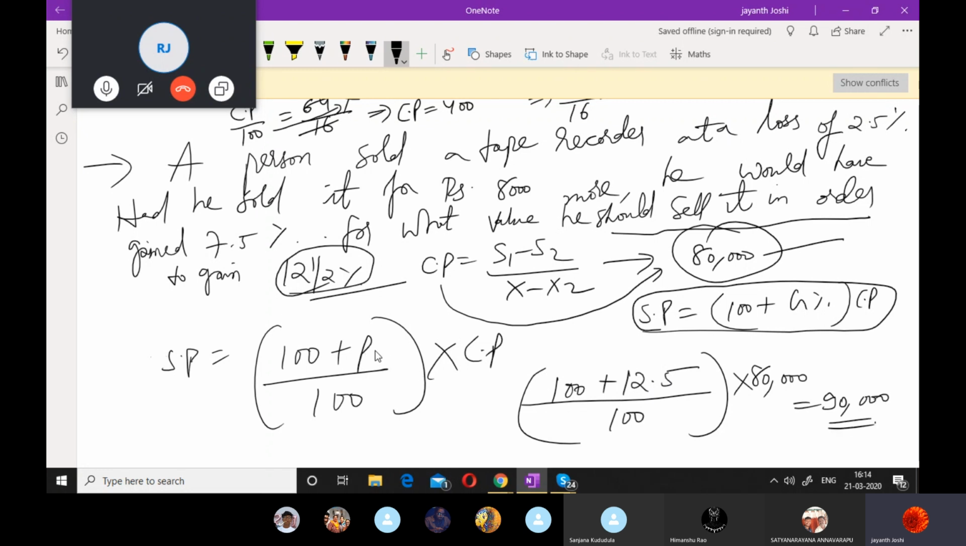That means don't take percentage here. Directly take the value. Why should you not take the percentage? Because you are taking 100 in the denominator. If you don't take 100 in the denominator, it will be 100 plus P percent. Again, you have to take P percent as P by 100. So this is the best formula. Whenever profit and CP is given, SP is equal to (100 plus profit) by 100 into CP. You'll get the exact answer.